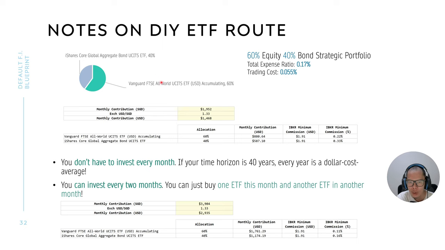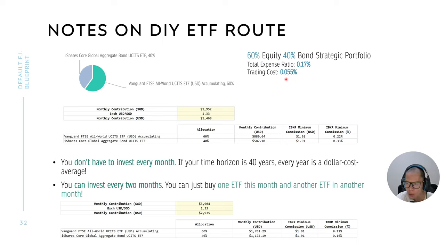This is the portfolio information over here, and we talk about her monthly contribution of Singapore dollars 1,952. Based on the exchange rate over here, the USD equivalent is about $1,468. Based on this allocation, you can imagine the monthly contribution in order to buy these two funds is this amount. This is the minimum commission. If we take the minimum commission divided by this amount, we get the minimum commission percentage, and it's 0.22%, 0.33%. Nowhere close to the 0.055% that I talked about.